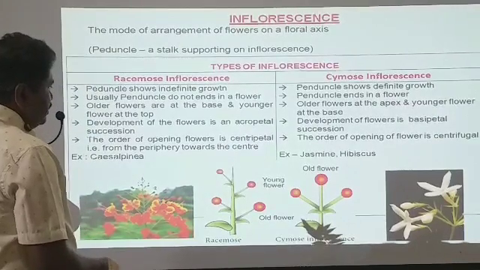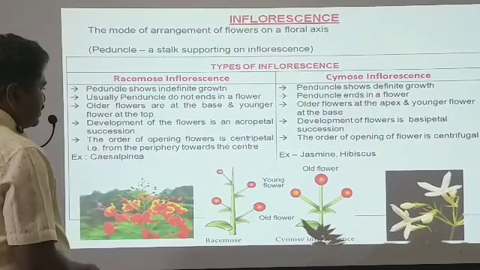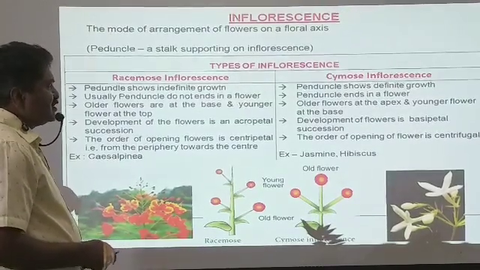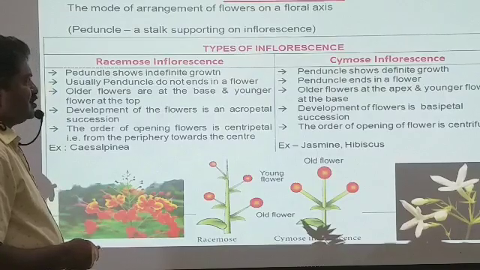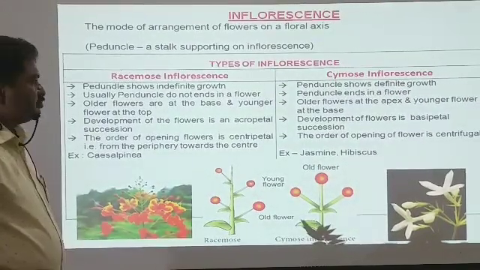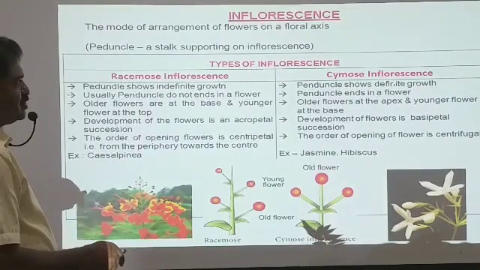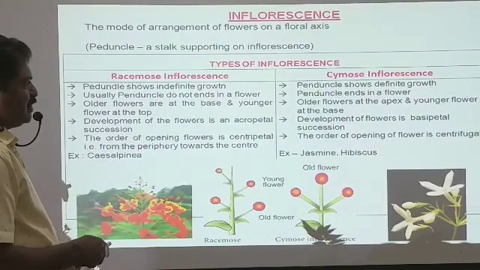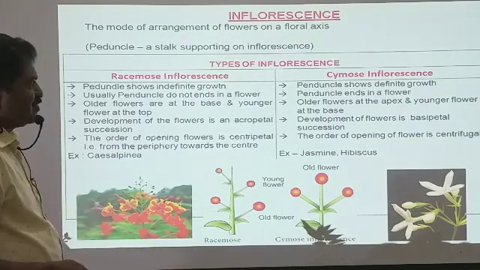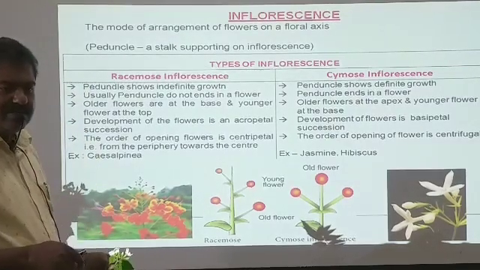You see here the older flower and the younger flower. This is the characteristic feature of the racemose inflorescence. Coming to the cymose inflorescence, here the peduncle shows definite growth. In racemose, the peduncle shows indefinite growth; here the peduncle shows definite growth. So here the peduncle ends in a flower, whereas there the peduncle does not end in a flower. The differentiation is also given in the slide, you can see.